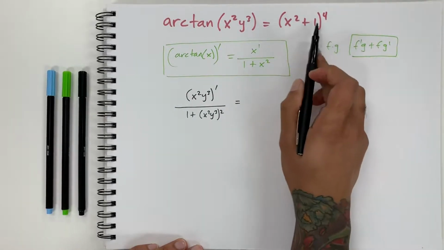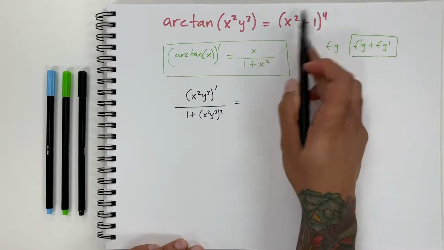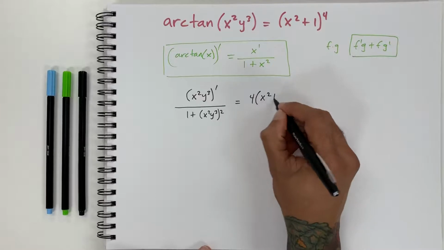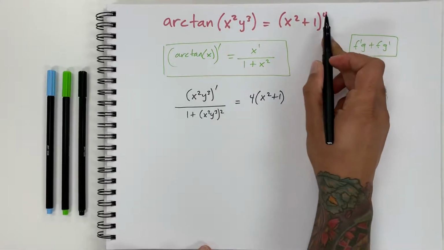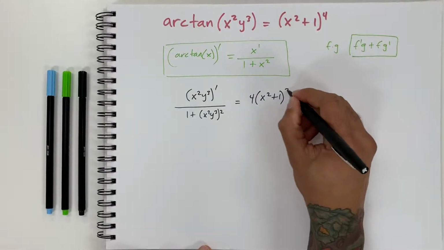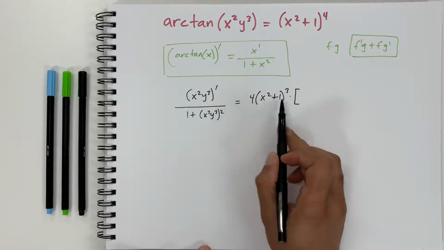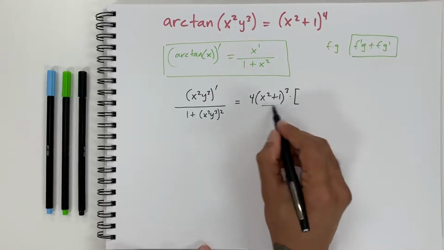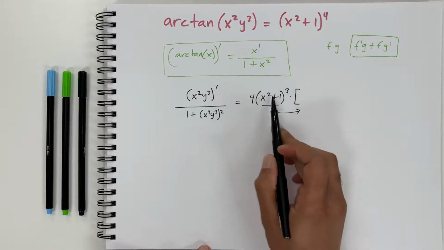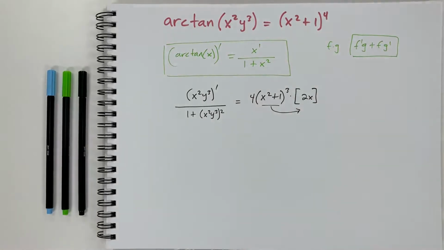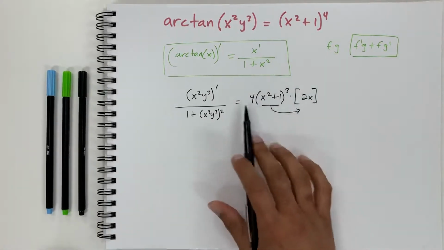So let's take the derivative of this side here. So we bring down the 4, right? We keep everything inside, and we lower this by 1. So that'll be 3 times, right? Chain rule, the derivative of this entire thing in here, right? Which is just going to be 2x. Okay, so for this side here, we're done.